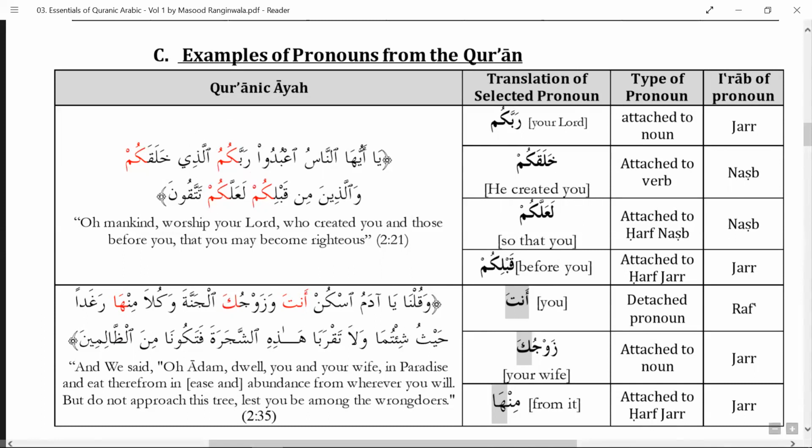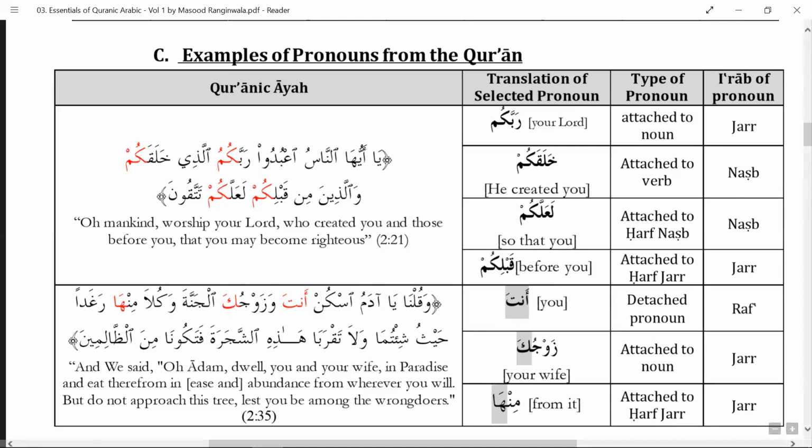Kum is a separate word, Rab is a separate word. So kum is an attached pronoun, it's at the end of a word. Detached pronouns will always come at the beginning, they will not attach to words. Attached pronouns will be at the end of the word, they'll join. So in Rabbakum, kum is an attached pronoun, and attached pronouns are always either nasb or jar. If it is attached to a noun, then it becomes possession, something of someone. So Rabbakum, Lord of all of you. So this is in jar.